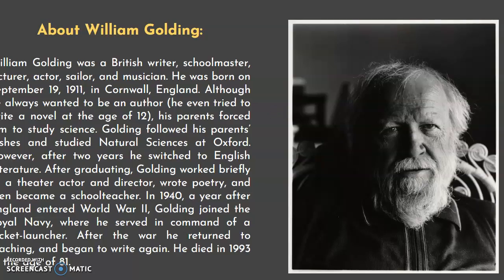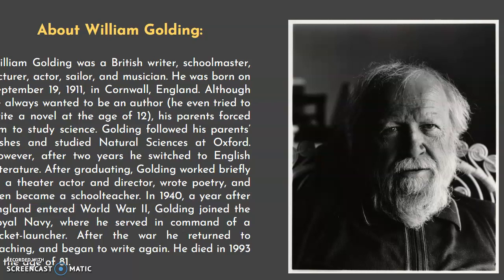So, about William Golding. William Golding was a British writer, schoolmaster, lecturer, actor, sailor, and musician. He was born on September 19th, 1911 in Cornwall, England. Although he always wanted to be an author, he even tried to write a novel at the age of 12, his parents forced him to study science. Golding followed his parents' wishes, and he studied natural sciences at Oxford. Oxford's a very popular, well-known college in England.